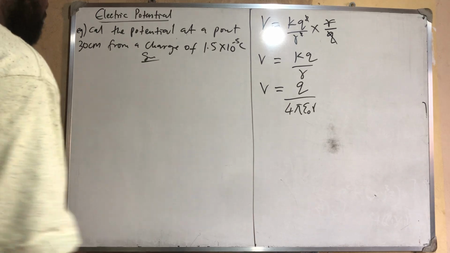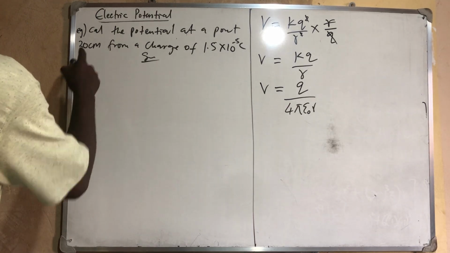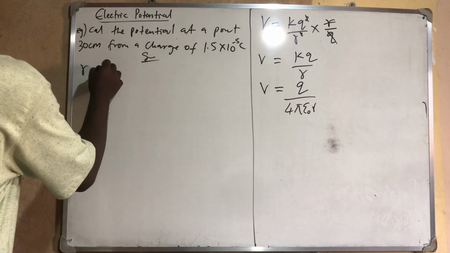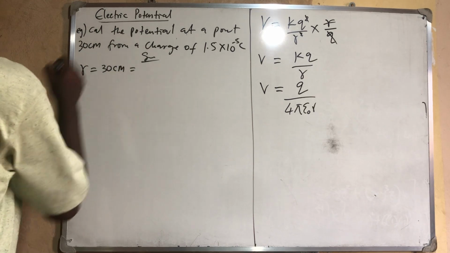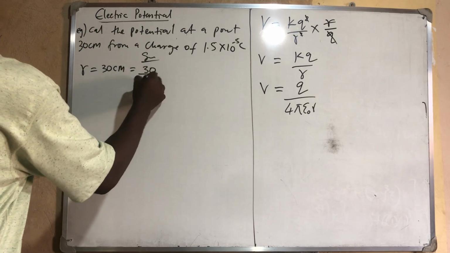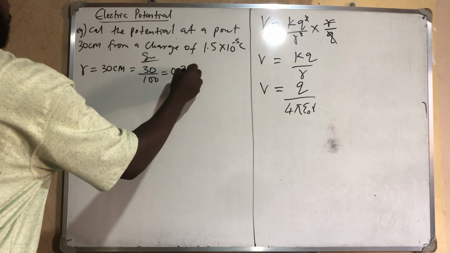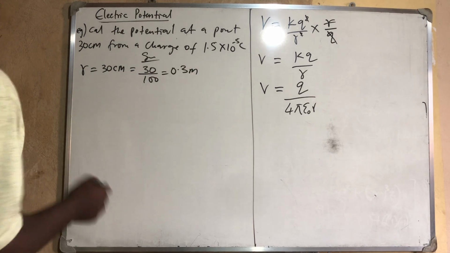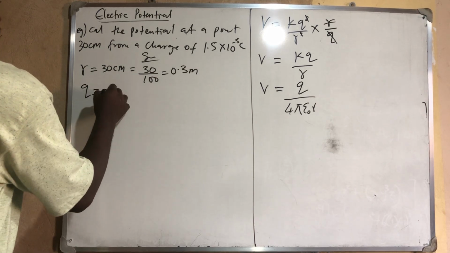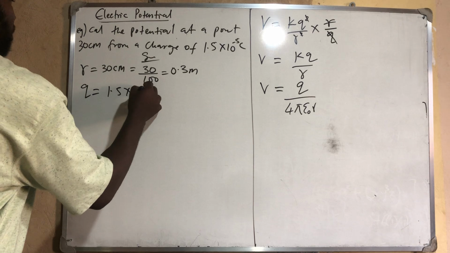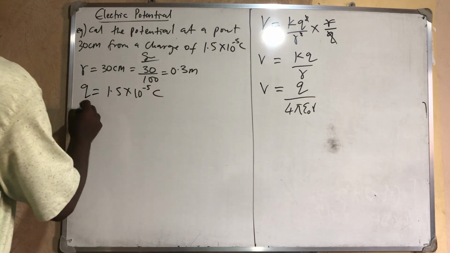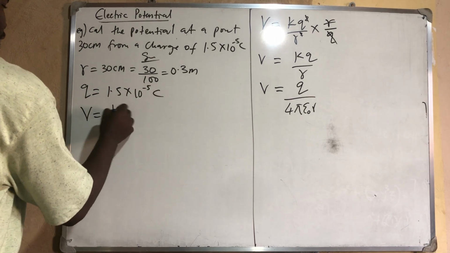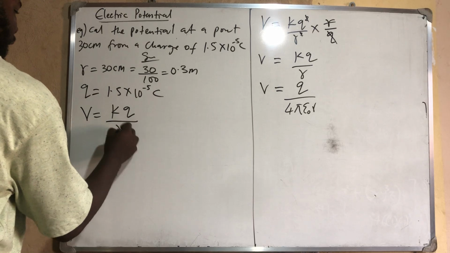Solution. Very, very simple. What do we do? They've given us the distance r. My r is 30 cm. Convert it to meter: 30 divided by 100, which is 0.3 meters. The next thing they gave us is the charge, 1.5 times 10 raised to power minus 5 coulomb. I know that my potential difference is KQ over R.